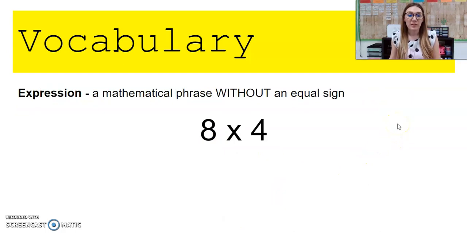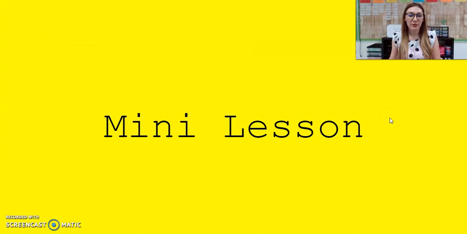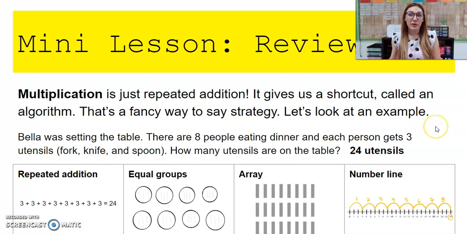An expression is a mathematical phrase without an equal sign. An equation is a number sentence that shows two quantities are equal. So remember, equation, equal. It has an equal sign. An expression does not. All right, let's go ahead and get started on our mini lesson for today. So let's quickly review what we know about multiplication.